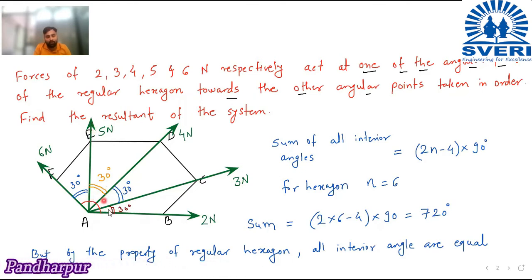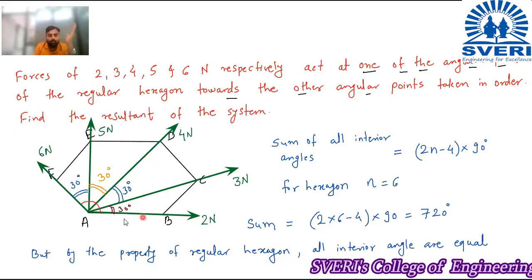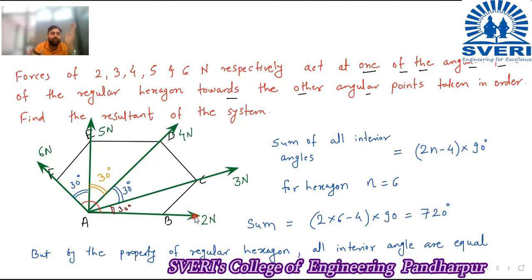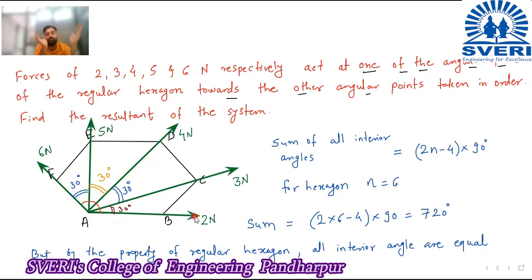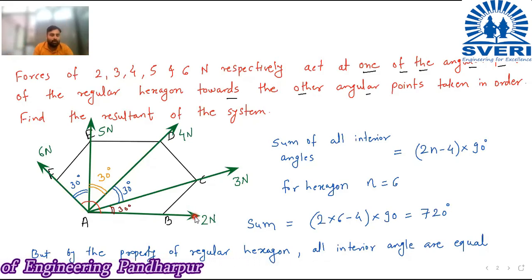So the 5 Newton force with horizontal, what is the angle? That angle is 90 degree. So the 5 Newton force is a vertical force, and the 2 Newton force is a horizontal force. So there is no need to resolve the force of 2 Newton and the force of 5 Newton, because one force is horizontal and the other force is vertical. Now we have to think about the remaining forces: 3 Newton, 4 Newton and 6 Newton.